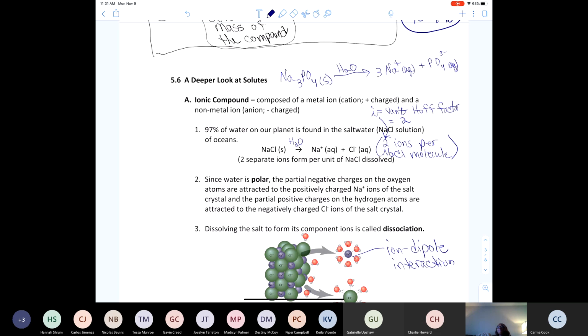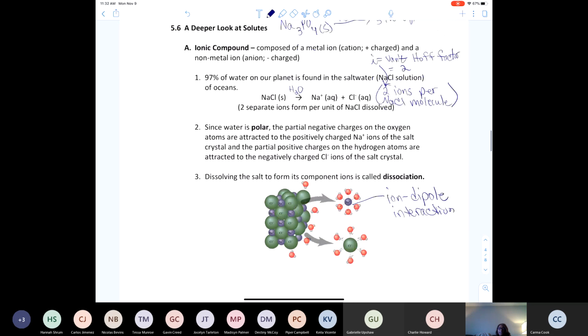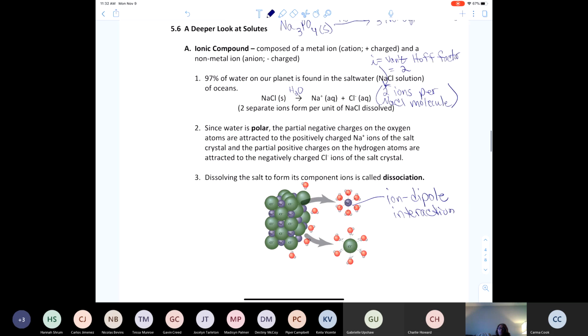And so taking a deeper look at solutes, solutes can either be electrolytes or non-electrolytes. Ionic compounds are electrolytes, and they are popular solutes that exist in solutions. So when a salt like sodium chloride is placed in water, it will dissociate into its individual ions. Sodium chloride is composed of a sodium ion and a chloride ion. So for every molecule of salt, NaCl, that dissolves in water, you get 2 separate ions.